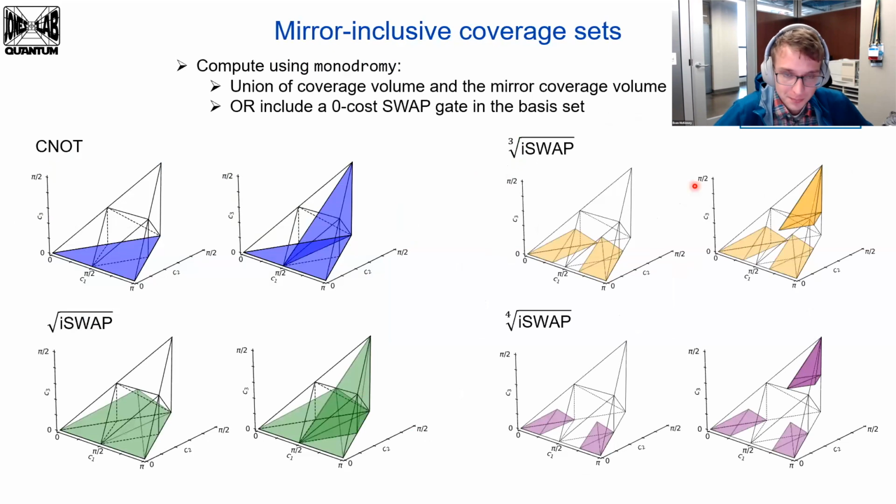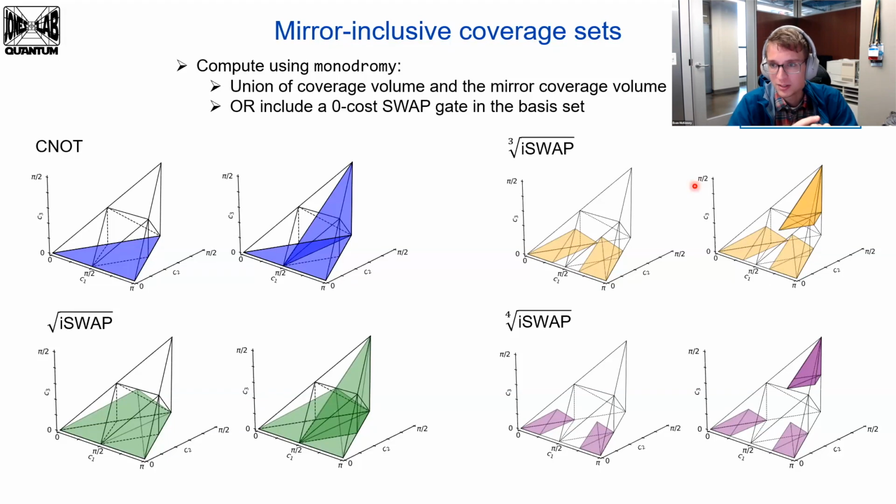So let's revisit the monodromy polytope coverage sets. But now I'm going to include for each of these gates the mirror polytope. I can construct these in two different ways. Either I take the polytope and I take every point inside of the polytope and compute its mirror coordinate, which I'll have an explicit equation for on the next slide.